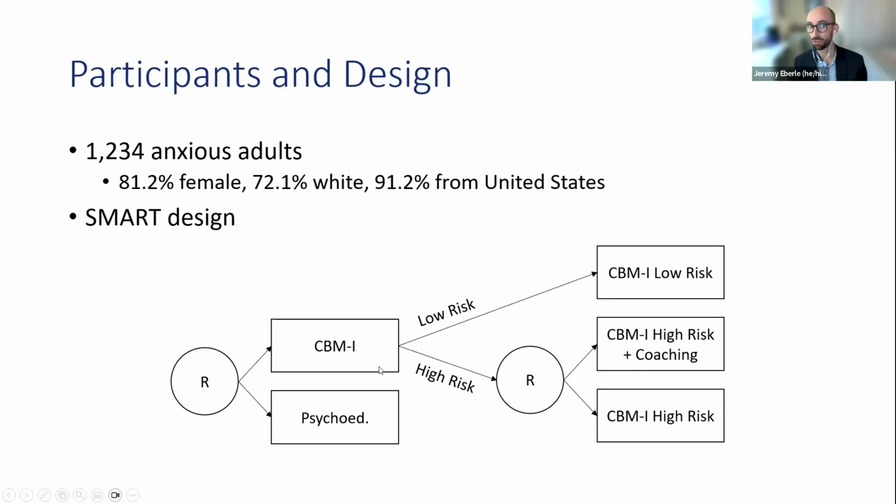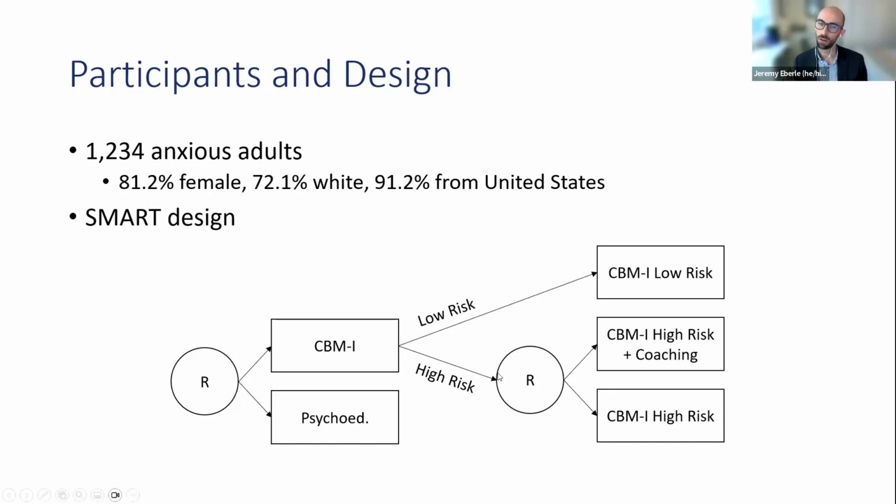And this diagram shows the SMART design, which has two stages of randomization. So in the first stage here on the left, participants are randomly assigned to 5 sessions of CBMI or 5 sessions of psychoeducation. And then a machine learning algorithm was used to classify participants. After they completed the first training session, we classified participants using their baseline in session 1 data as either high or low risk for dropping out before they completed the second session of the intervention.